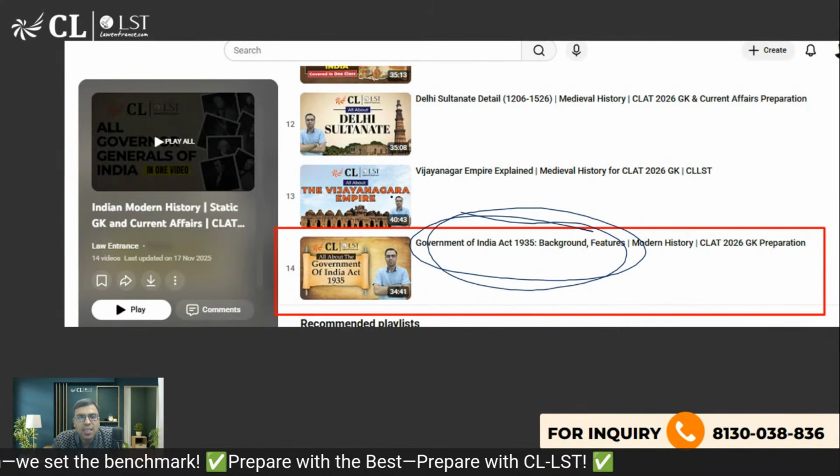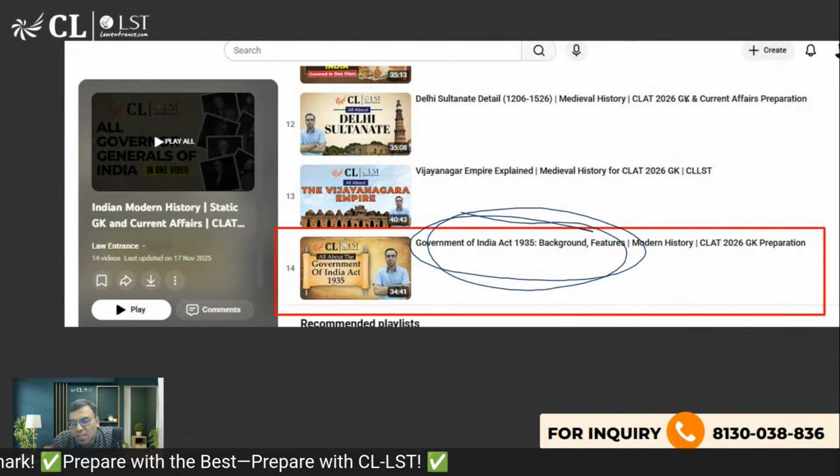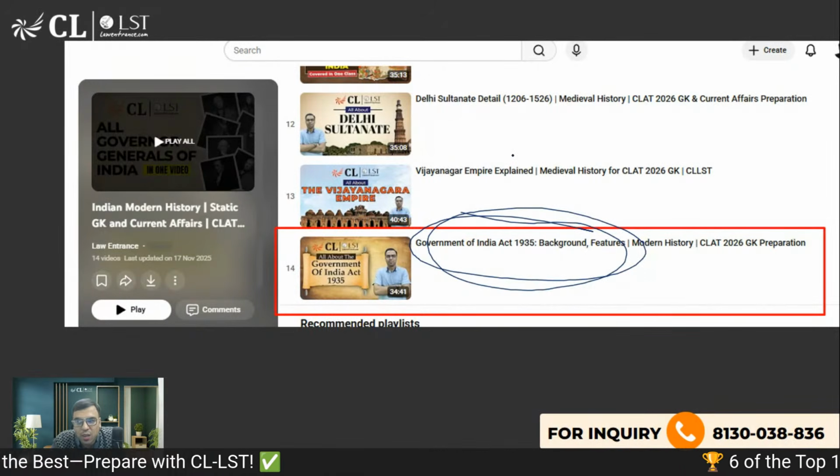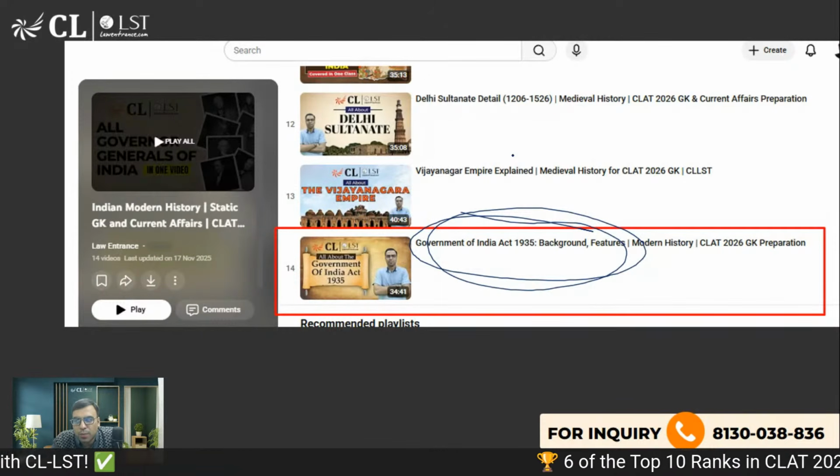Why am I highlighting this? Because in the last 2 years we have witnessed Modern Indian History questions. That is why it is very important that you know it.